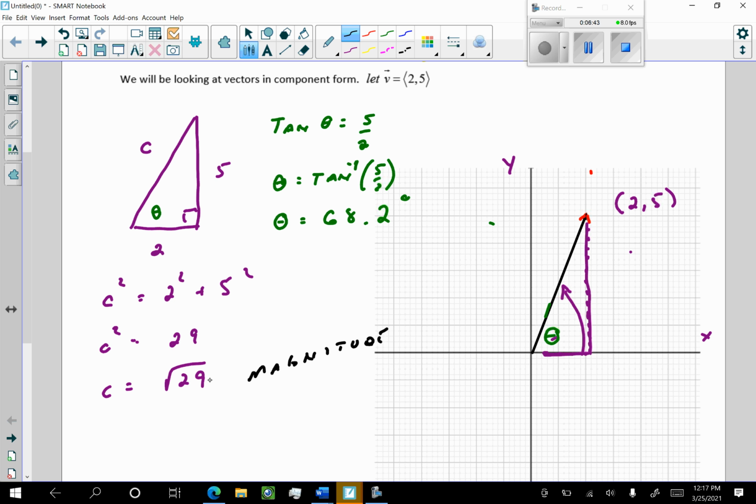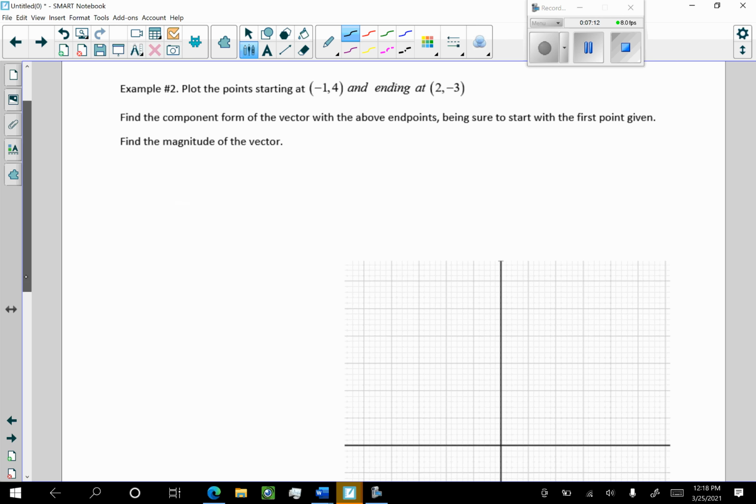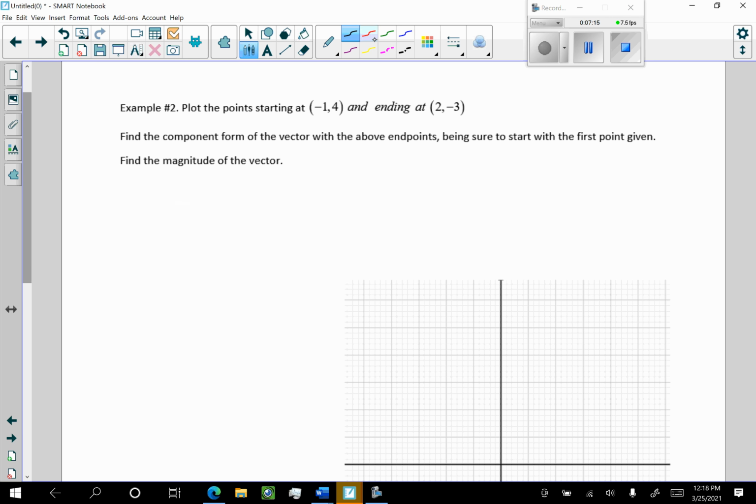Okay, well, let's go for another example. I'm telling you that this vector stuff is pretty easy. We will use it down the road quickly. All right, so let's plot the points. Here's example 2. Let's plot the points starting at (-1, 4) and ending at (2, -3). We're going to find the component form of the vector with the above endpoints, being sure to start with the first point given, and then find the magnitude of that vector, and the direction of that vector too. So let's go ahead and plot these points.